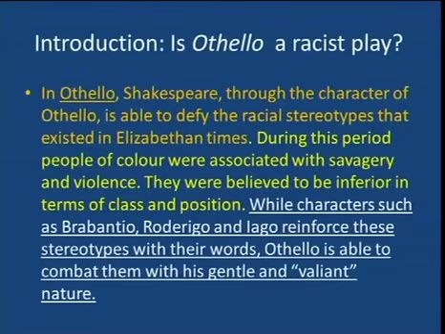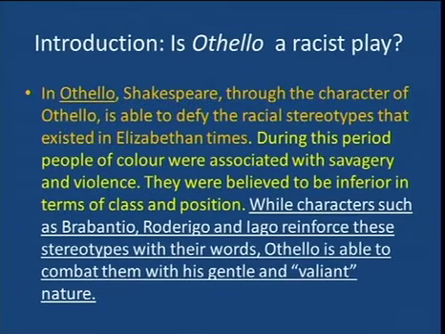Here's another example of a very good introduction. It's on the same topic, so we're getting very used to this topic now. In Othello, Shakespeare, through the character of Othello, is able to defy the racial stereotypes that existed in Elizabethan times. During this period, people of color were associated with savagery and violence. They were believed to be inferior in terms of class and position. While characters such as Brabantio, Rodrigo, and Iago reinforce these stereotypes with their words, Othello is able to combat them with his gentle and valiant nature.